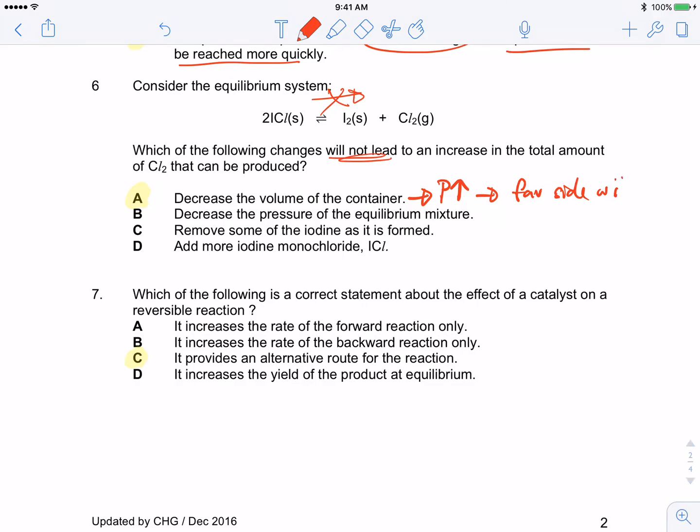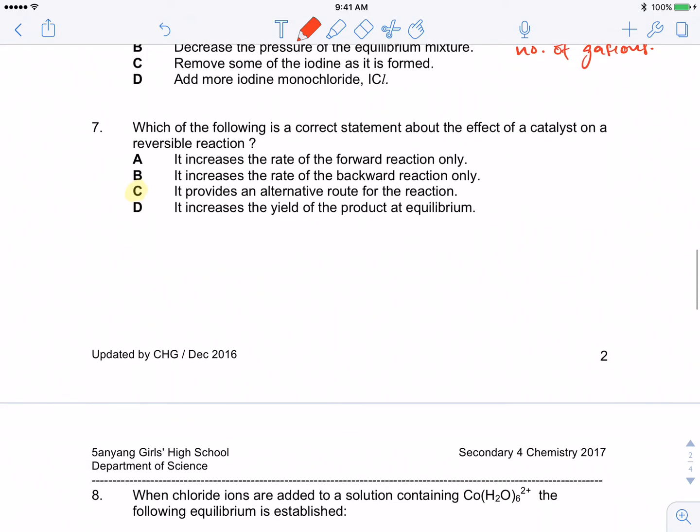with less number of gaseous molecules. If we look at the state symbols, solid, solid, gas, the side with fewer gaseous molecules will be your left-hand side. So it will not lead to an increase in the total amount of chlorine, but instead it will decrease the total amount of chlorine gas that's produced. So the answer is A.